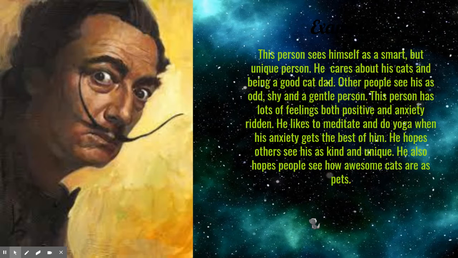So my example, I think this person sees himself as smart, but he's unique. He cares about his cats, and he is a good cat dad. Other people see him as odd, shy, and a gentle person. This person has lots of feelings, both positive and anxiety ridden. He likes to meditate and do yoga when his anxiety gets the best of him. He hopes other people see him as kind and unique. He also hopes people see how awesome cats are as pets. So that's my example. So these are the pictures that you're going to get to pick from.